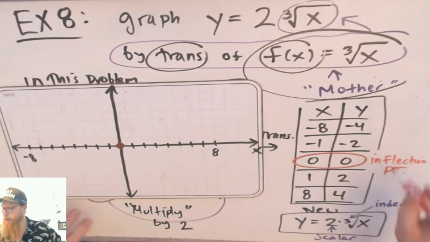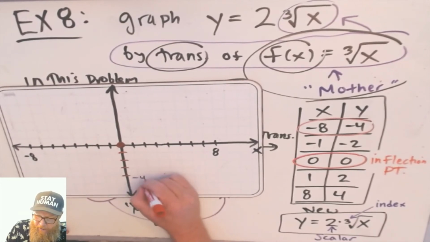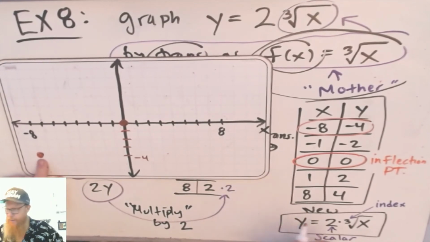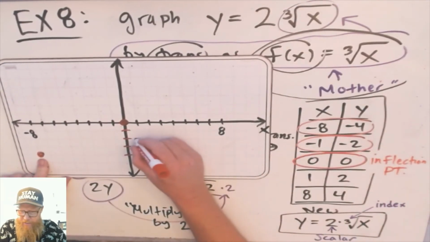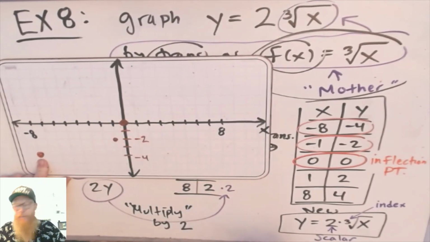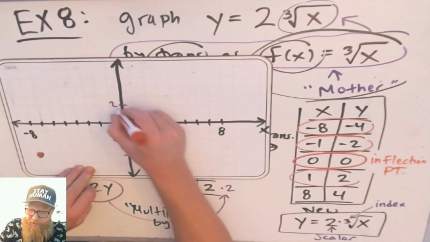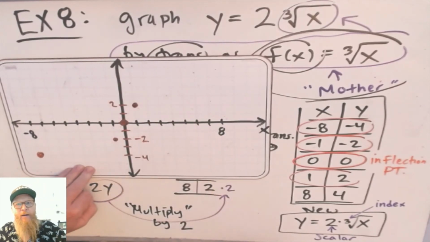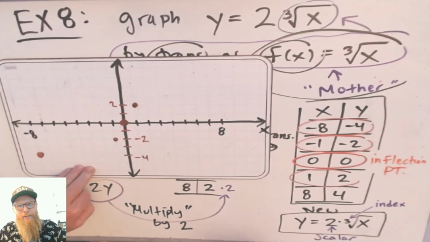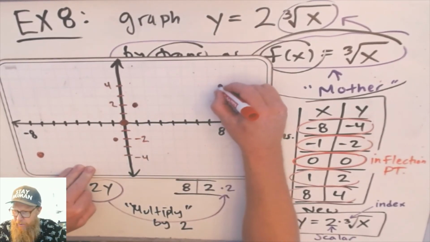I'm just going to do all of them. So -8, -4. So I'm going to go down 4 and left 8. -1, -2. That's down 2, left 1. Right there. I already got 0, 0. 1, 2, so just go up 2 and over 1 right there. I don't really want to put the 1 here. It'll get too messy. And then 8, 4. I've already got the 8. There's the 4. So 8, 4 is right there.